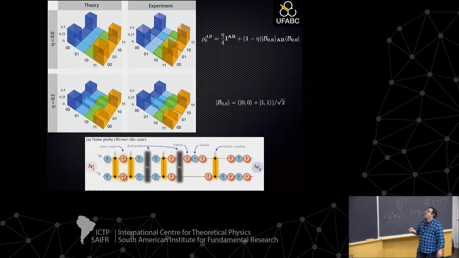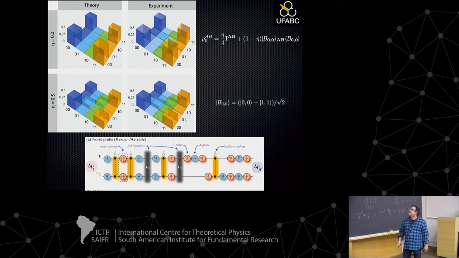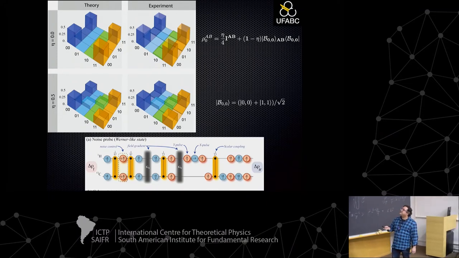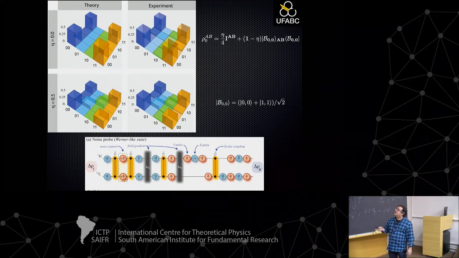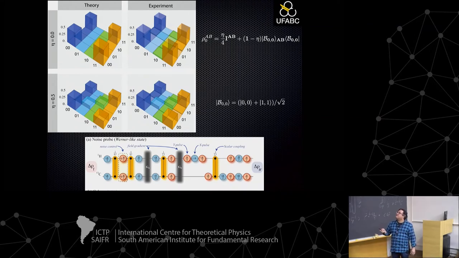And I can prepare states with very high fidelity. These are the Bell states. So this is the theoretical prediction, and this is the experimental result. This is a quantitative tomography of the state. This is the representation of a density operator in terms of these bars. The size of the bar is the component of the density matrix in that basis, in the computational basis.